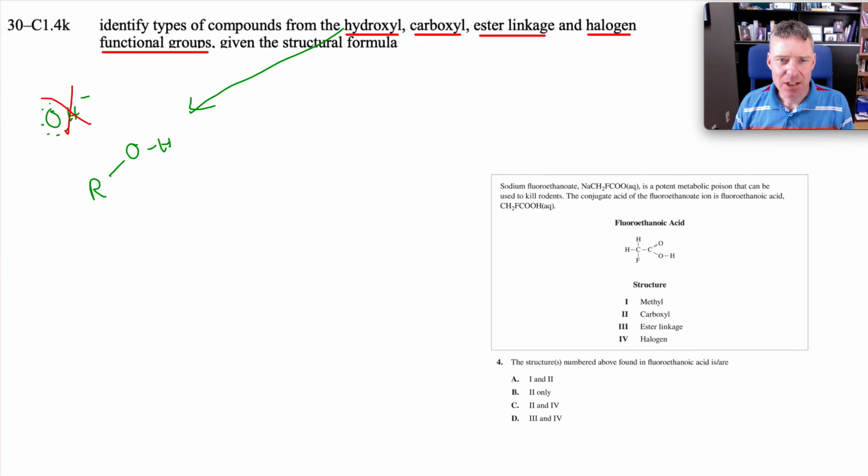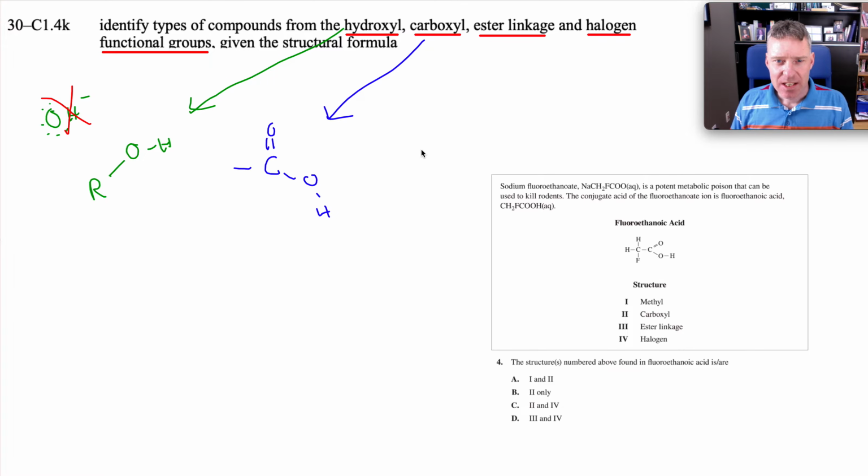Carboxyl is a combination of 2 functional groups. We just went through this. We've got a carbon with a double bond O, a carbonyl, and a hydroxyl.